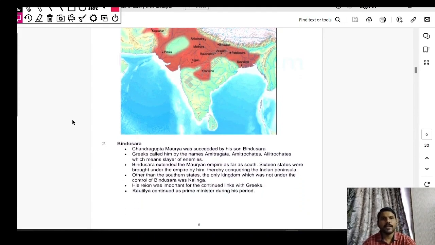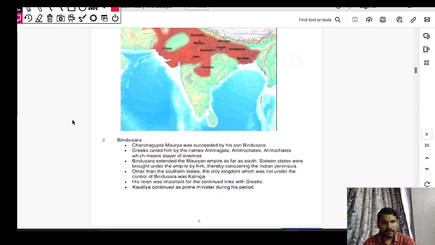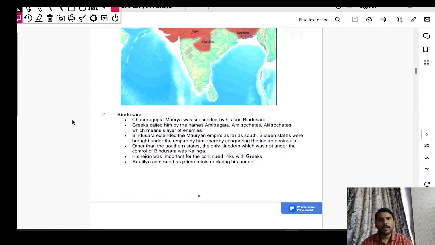So Bindusara, Chandragupta Maurya is followed by Bindusara. There was a story that Kautilya, Chanakya, used to poison his enemies. He was a great expert in poisons. So he used to give a little bit of poison to Chandragupta Maurya also, so that no other enemy can poison him. And not being aware of that, Chandragupta Maurya was once sitting with his wife having food and sharing his food with his wife.